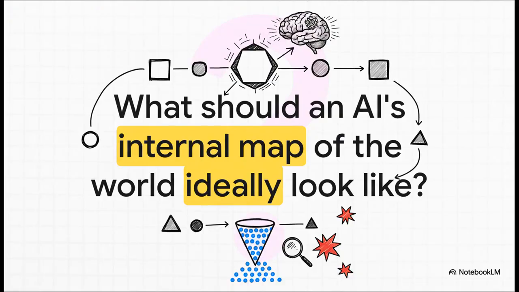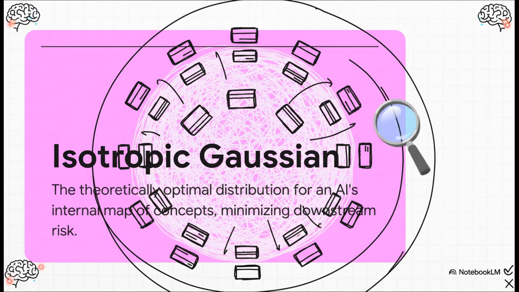Yeah, instead of just slapping on more Band-Aids, they went all the way back to square one. They asked a fundamental question. If we could design the ideal internal map of the world for an AI, what would it actually look like? What's the perfect structure? And what they found, what they proved mathematically, is that the ideal shape is something called an isotropic Gaussian. Now, don't worry about the name. The best way to think of it is like a perfectly organized spherical library. Every single concept is a book, and it's placed so that it's equally easy to get from any one book to any other. No weird clumps, no big empty spaces.